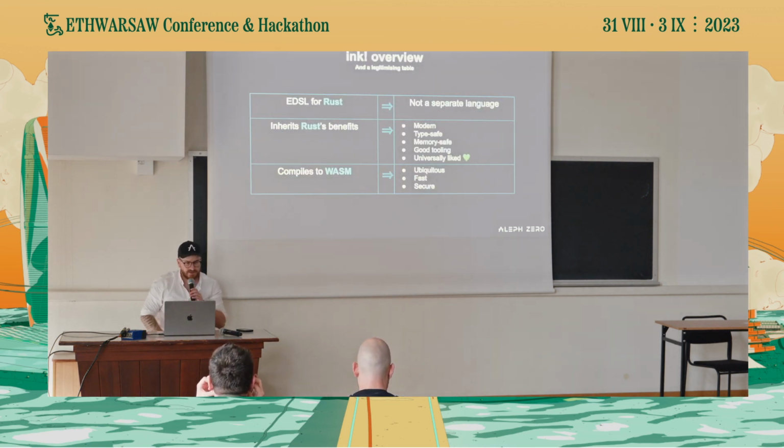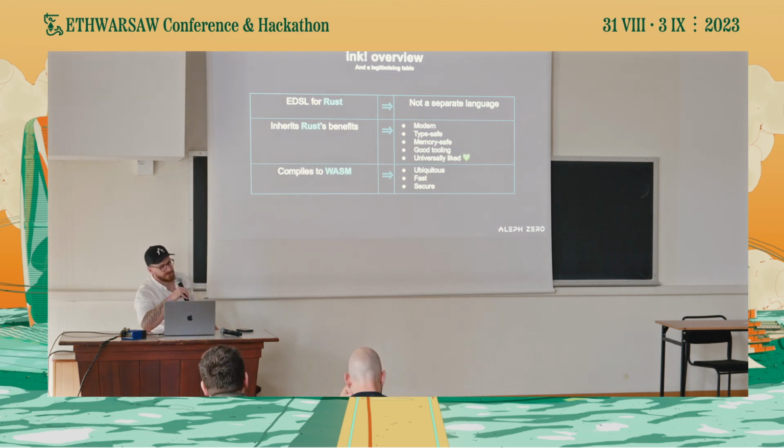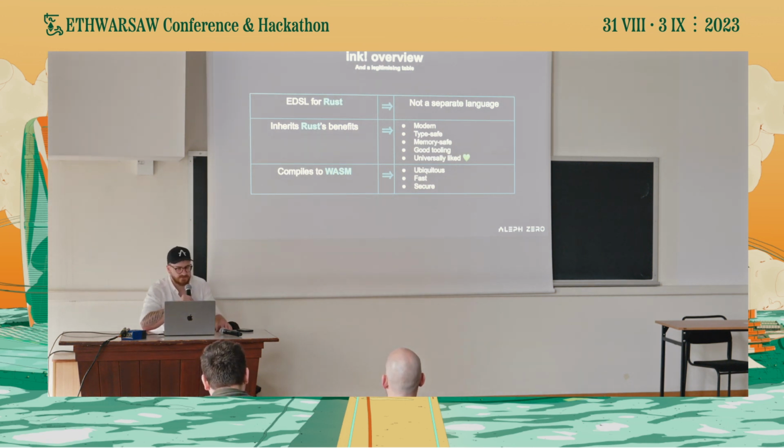Now, I mentioned Ink several times already and didn't explain what it is. Ink is not a separate language in the sense that it's built on top of Rust. It's a subset of Rust with some additional macros and convenient features targeted at smart contract development. But by virtue of being a subset of Rust, it has all the goodies that Rust has. Like I said, a modern, type-safe language. I always say it's as type-safe as you can make your language while still making it usable for developers.